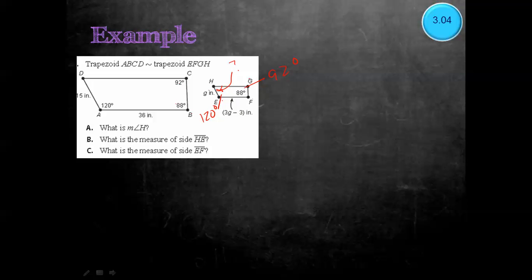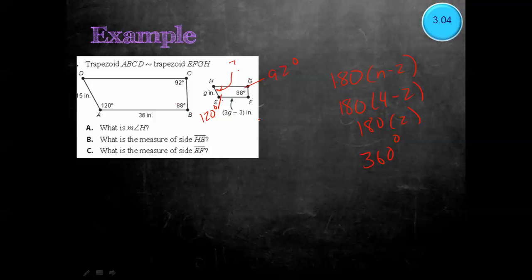Now, we have to know, what does a trapezoid's angles add up to? Well, remember our formula from last semester. If we take 180 times n minus 2, that tells us the sum of the interior angles. So we have 180 times 4 minus 2, which is 180 times 2. So our interior angles have to add up to 360 degrees.